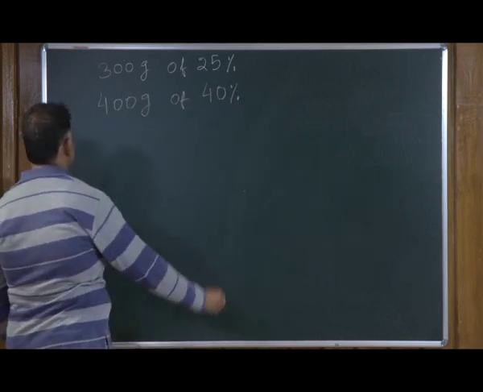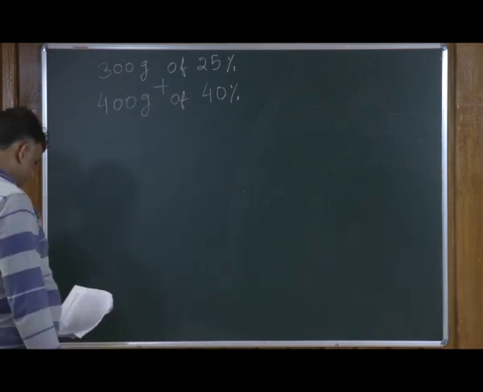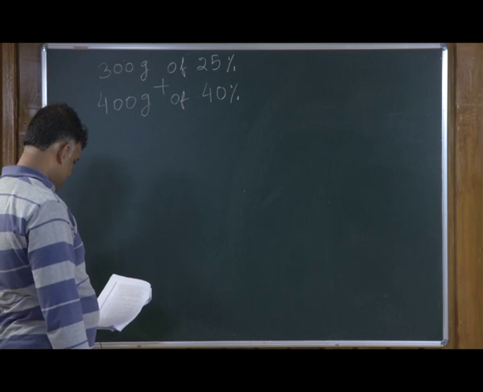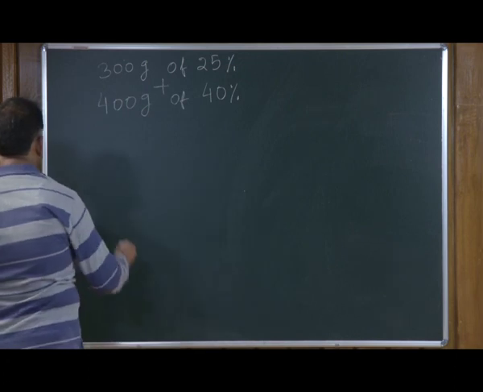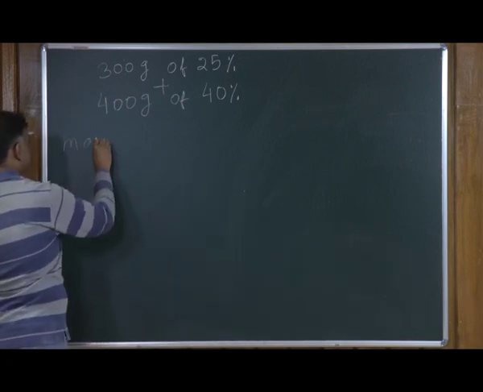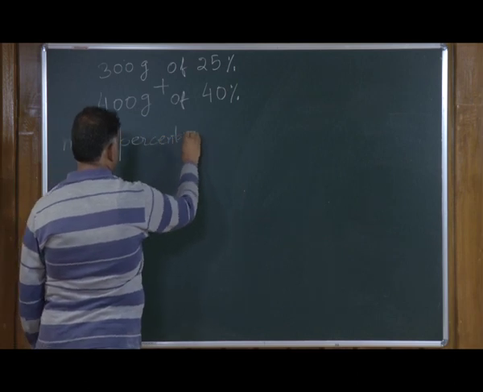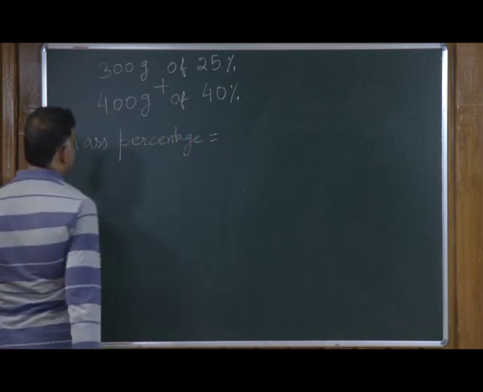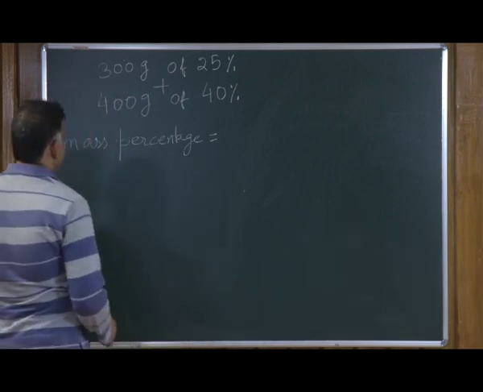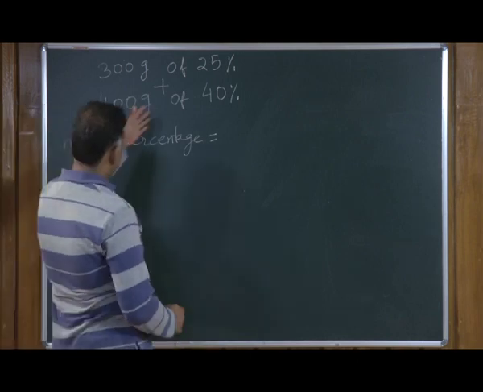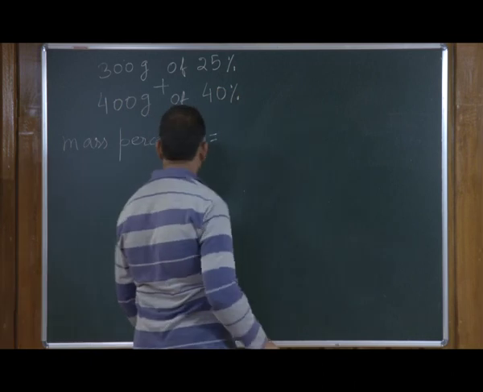So, these two solutions are added together and for the resultant solution we need to calculate the mass percentage. In the first solution 25% of the solute is present and in the second solution 40% of the solute is present. So, mass percentage is of this solute.